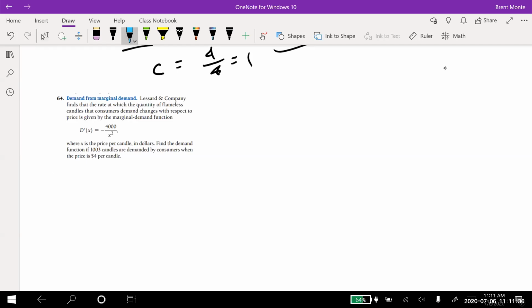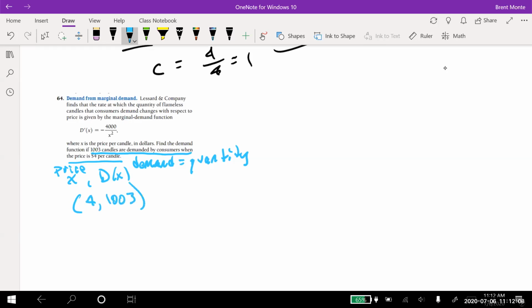Okay, now notice a couple things. Right here, 1,003 candles are demanded when the price is $4. So x is price, and d of x is demand, or quantity. So what they're saying is when x is 4, demand is 1,003. So it's what they call an initial condition problem like we had before. This up here, I'm going to rewrite as negative 4,000 x to the negative 2.